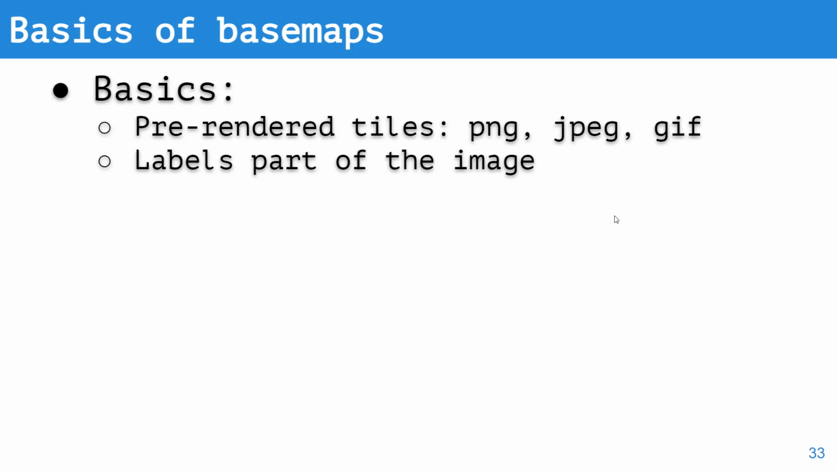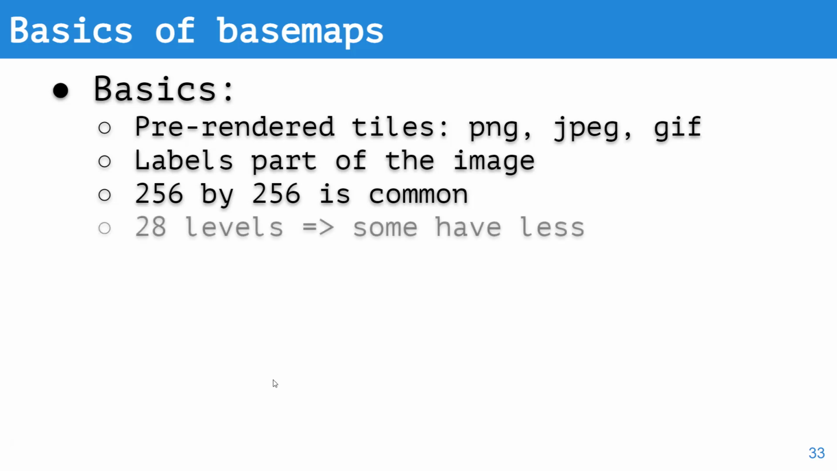However, I've been in Google Maps and a couple of other products where, when you rotate the map, the labels try to stay orthogonal to the plane, and the only way you can do that is if you take the labels out. They can't be part of the image. 256 by 256 tiles are common, so common that some people are expecting it, right?